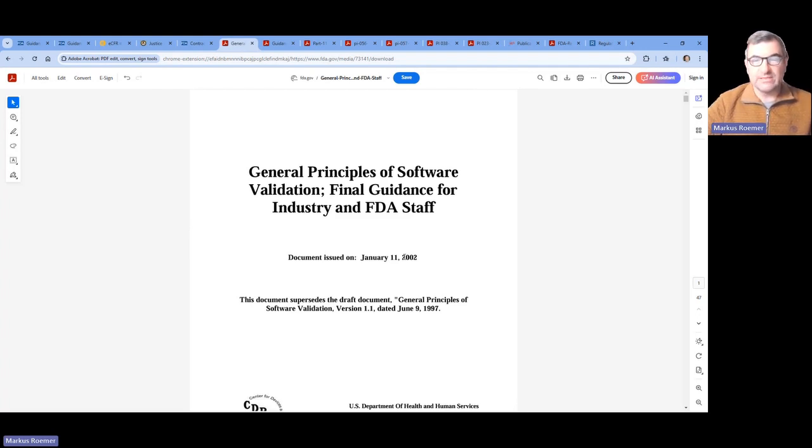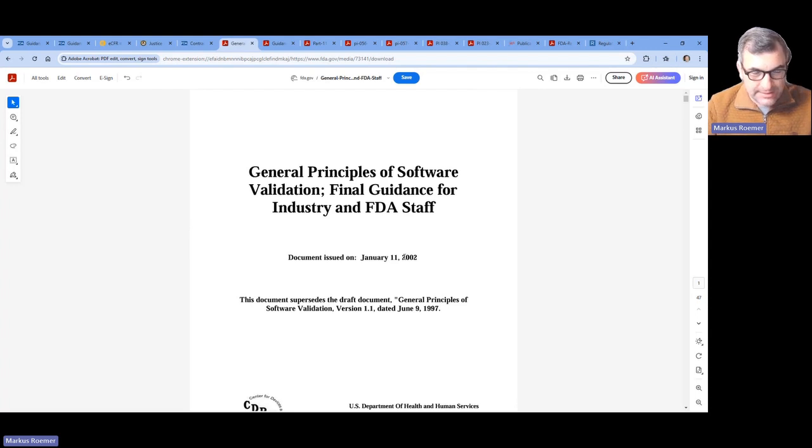General Principles of Software Validation. And here you will find the term software validation. In pharma, we talk about computer system validation, not software validation, and you should not do software validation in the pharmaceutical area. Software validation is used for solutions like medical devices. They are called SaMD, software as a medical device, or SiMD, software in a medical device.